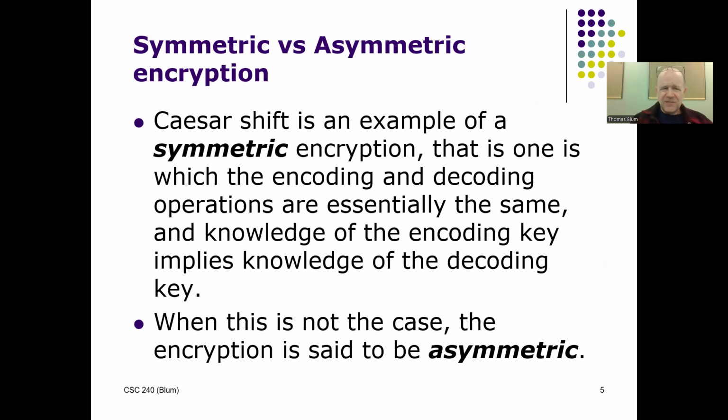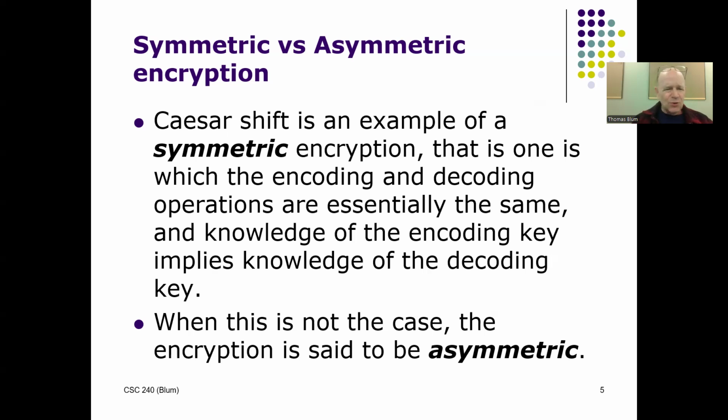Okay. So Caesar shift is what we call a symmetric encryption. So we know the encoding operation pretty much tells us the decoding operation, and knowing the encoding key or parameter tells us the decoding. So I could say with Caesar shift that the operation is addition and subtraction, both of 3, or I could say it's addition and 3 and -3, however you want to think about it. But the operation is similar, and knowing one key implies knowing the other.